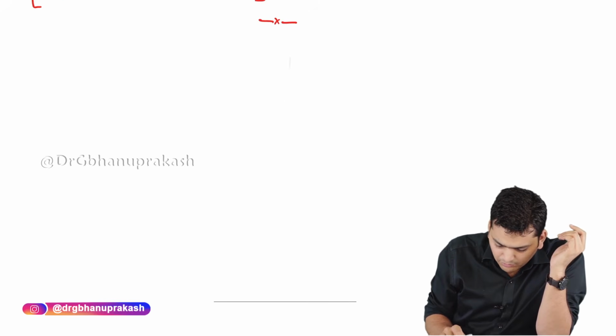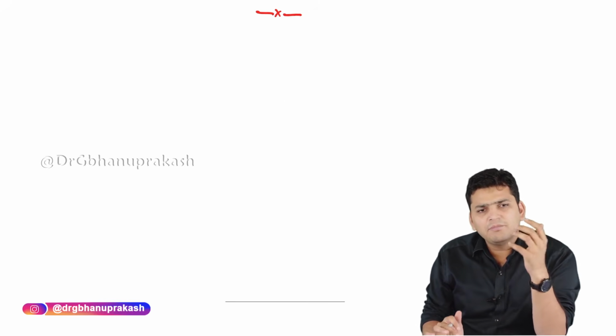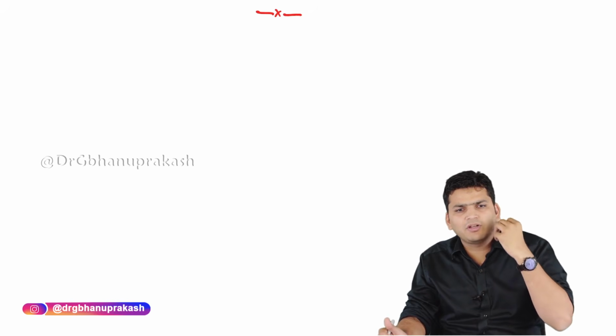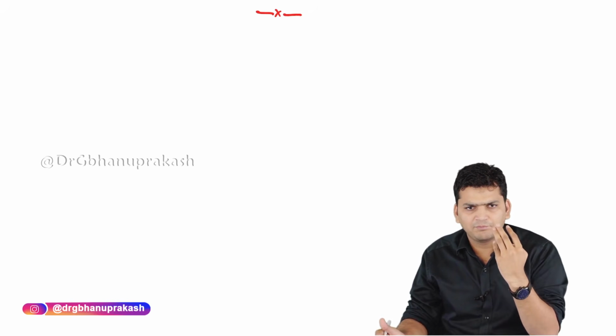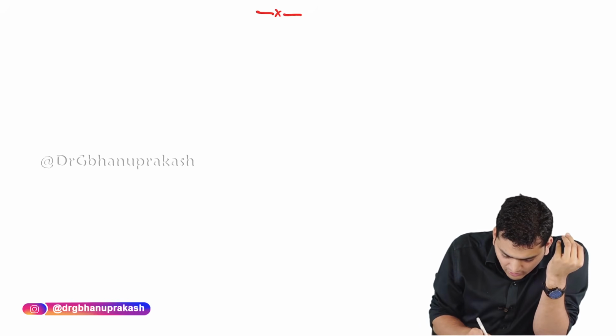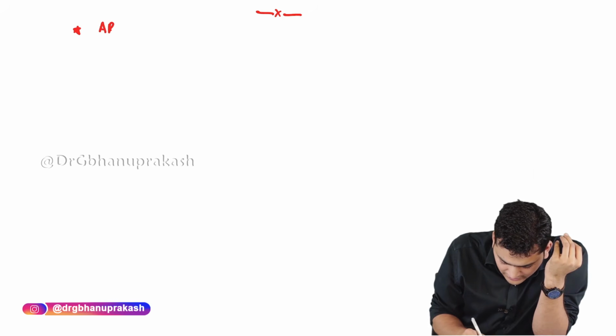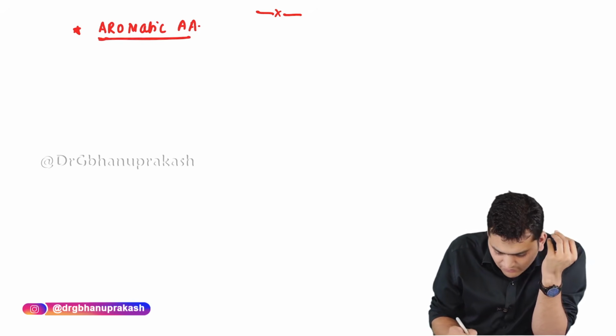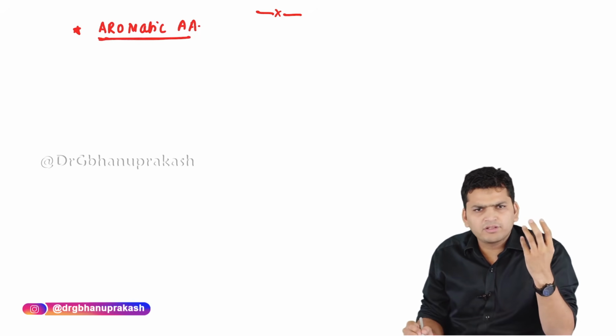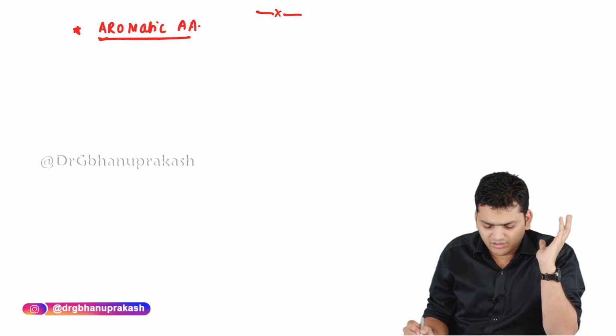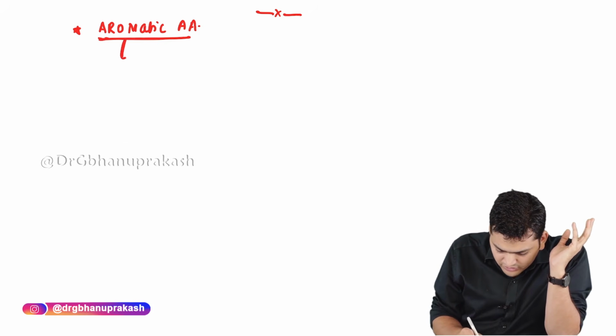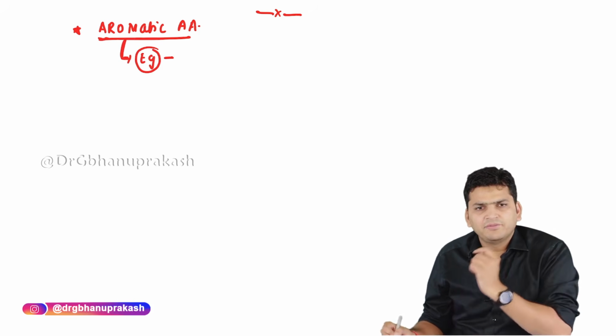Then there is a special property of amino acids: some amino acids have a specific odor or a specific smell, right? These are called aromatic amino acids. Means they have a peculiar odor or a peculiar smell. They are called aromatic amino acids. So what is important to remember is the examples. What are the examples of aromatic amino acids we have?